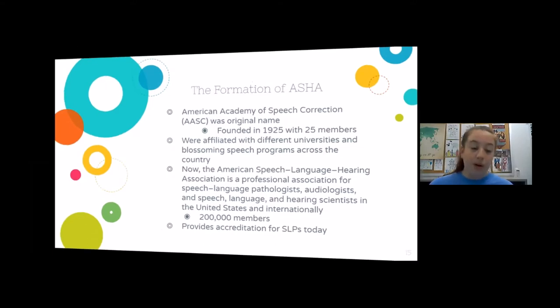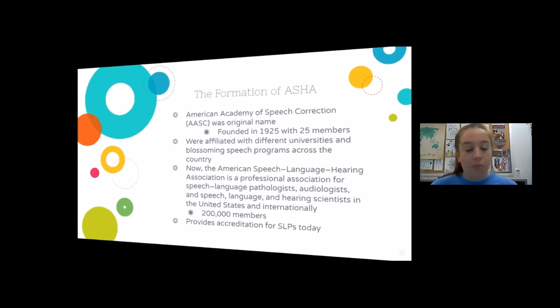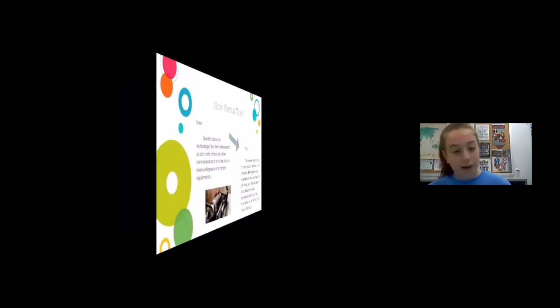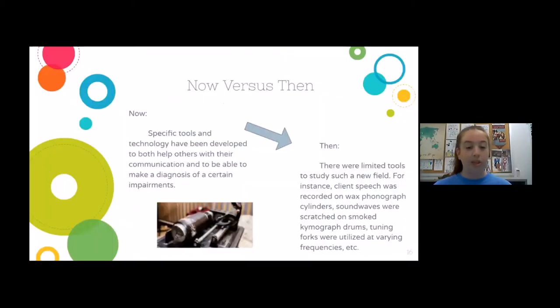Now, compared to then, we have specific tools and technology that have been developed both to help others with their communication and to make a diagnosis of a certain impairment. But back then there were limited tools to study this field. Client speech was often recorded on wax phonograph cylinders, sound waves were scratched on smoke chymograph drums, and tuning forks were utilized at various frequencies. So there's definitely been a big shift in technology used in speech language pathology since it was first discovered or first recognized.